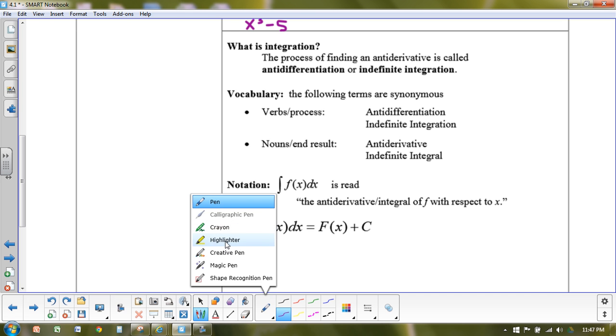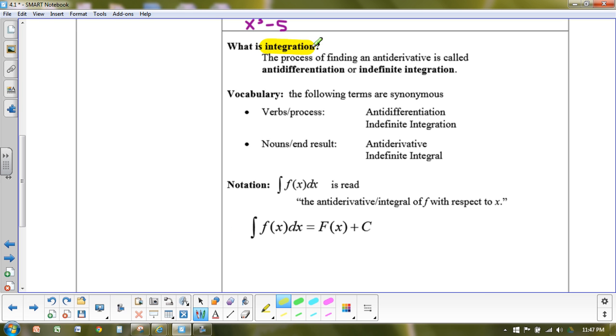What is integration? So the term integration, that is the process of finding an antiderivative, and the process of finding an antiderivative can be called two different things: anti-differentiation or indefinite integration. They mean the same thing. Okay, the indefinite part. Indefinite just means that there are no bounds. So you're going to be looking at the integral of, say, f of x dx, but there are not going to be any numbers on the top and bottom like you've seen up until now.